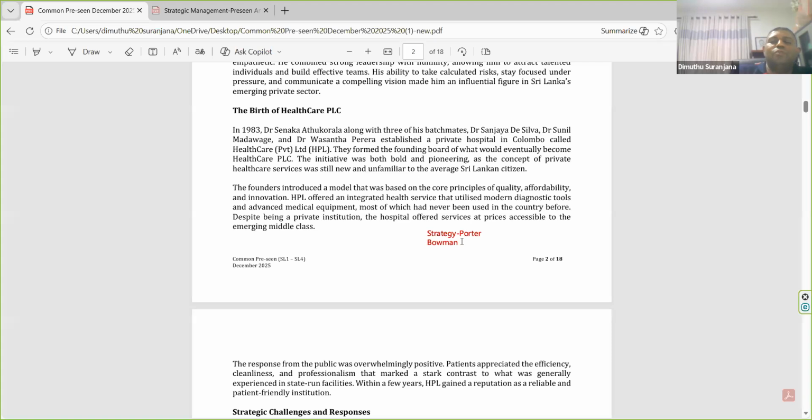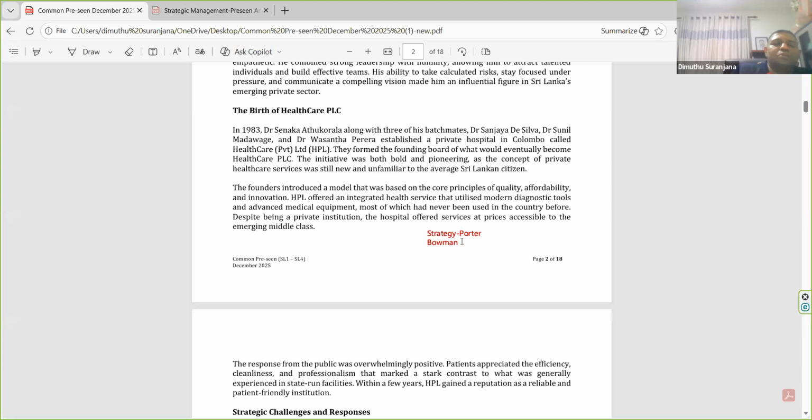They formed the founding board of what would eventually become Healthcare PLC. Subsequently, it was upgraded to a PLC. They may have issued shares to the general public. Initially it was a private company, then it became a public company. The initiative was both bold and pioneering. The concept of private healthcare services was still new and unfamiliar to the average Sri Lankan citizen, because people were more attached to the state sector hospitals.